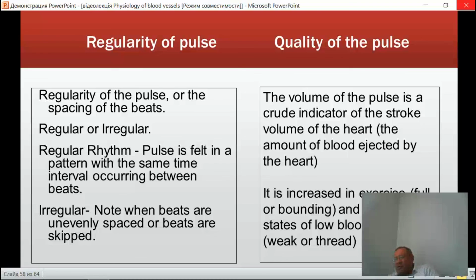About quality, check the volume of the pulse. The volume of the pulse is a crude indicator of the stroke volume of the heart, the amount of blood ejected by the heart. It increases in exercise, becoming full or bounding, and is reduced in states of low blood volume, weak or thready. This is the information about quality of the pulse.